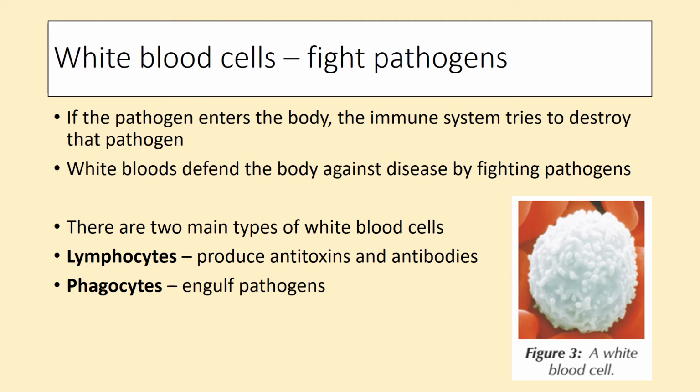If a pathogen is able to get past all the non-specific responses that the body has produced, you've now got a more specific response, which is the white blood cells. Now, there are two main types of white blood cells, lymphocytes and phagocytes, but there are three main ways that white blood cells fight pathogens: they produce antitoxins, they produce antibodies, and they can also engulf pathogens. So those are the three main ways white blood cells defend us against disease.